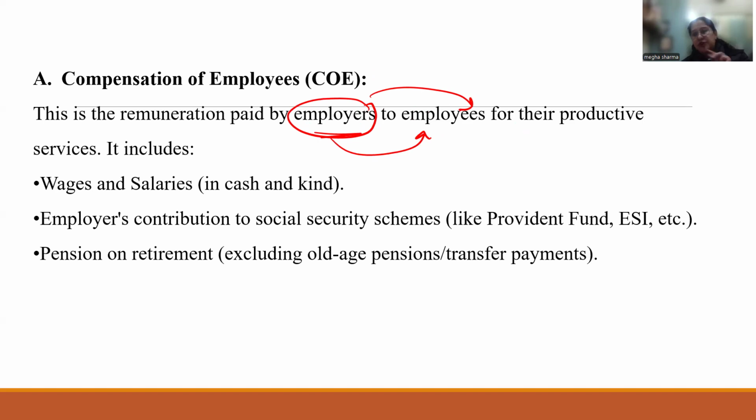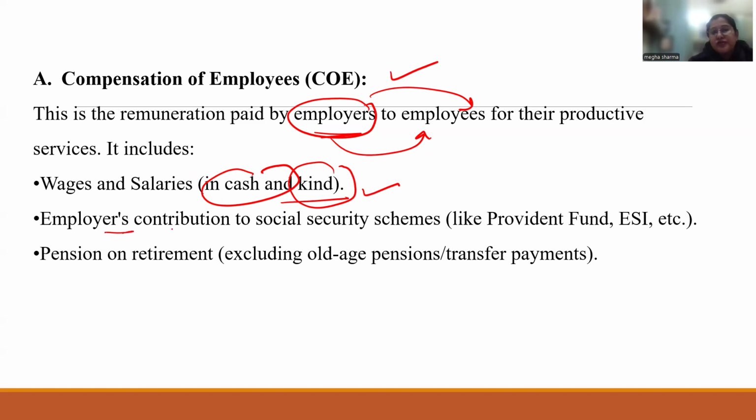So there are three kinds of compensation which are considered for calculating compensation of employees. First is wages and salaries in cash and kind. We know that salaries are paid in cash, but obviously there are salaries in terms of kind also, like a house given by the employer to the employee, a provident fund scheme contributed by the employer for the employee, or a car provided to the employee by the employer, which is charged by the employer in terms of wages and salaries.